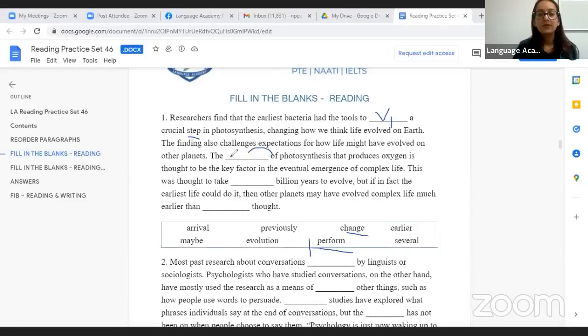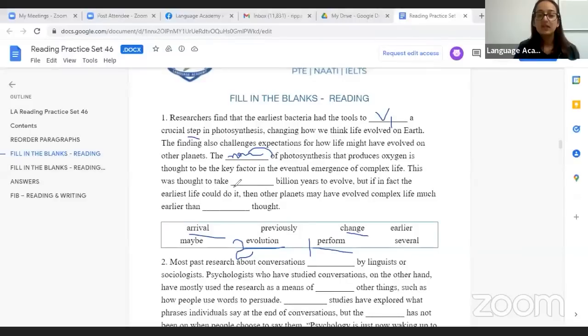So before of, we need a noun. How many nouns do we have? We have arrival and we have evolution. So photosynthesis cannot arrive. It's not a plane. We can say evolution. How can I explain evolution? Evolution is a natural phenomena by which things develop. So that is evolution of photosynthesis. This is a key factor in the emergence of complex life.